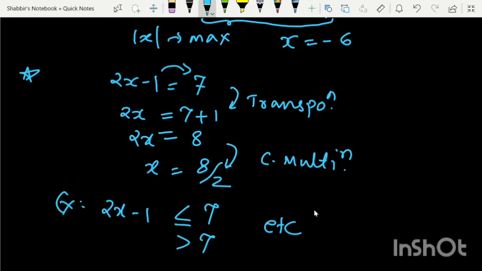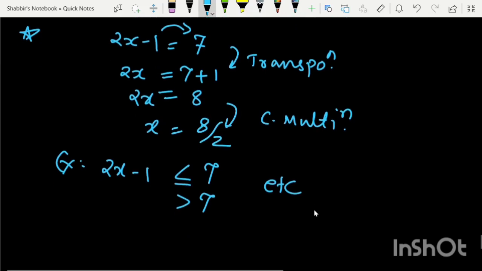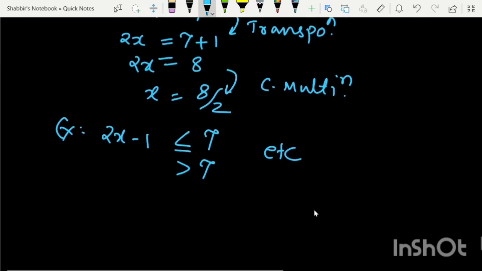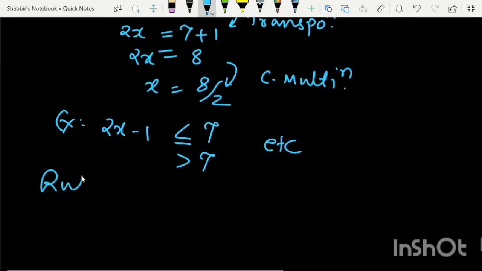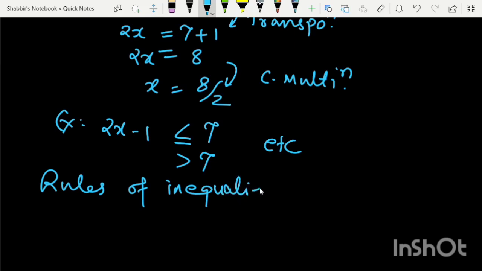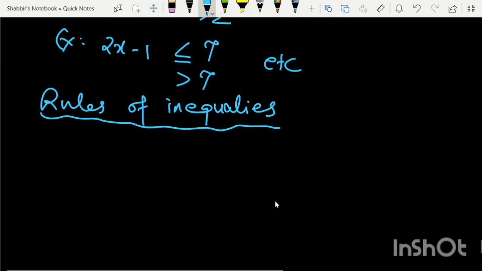So yes, more or less in many cases it applies the same, with some exceptions. There are some exceptions also, that we will see. So we will study the rules related to inequality now. Rules of inequalities. There are several rules, but we will study them one by one with some illustrations, so that you can absorb each of them effectively.